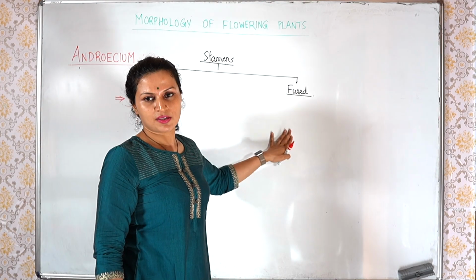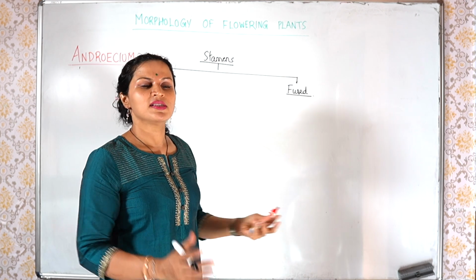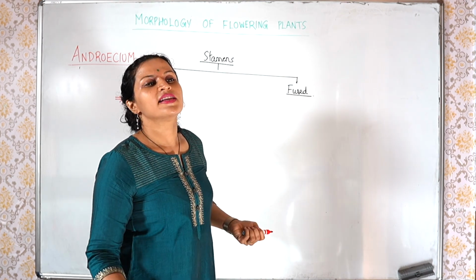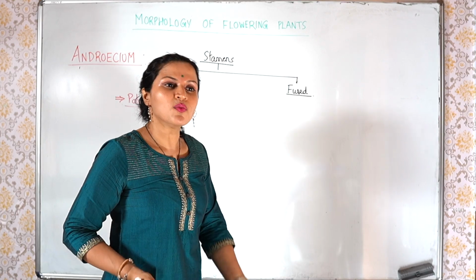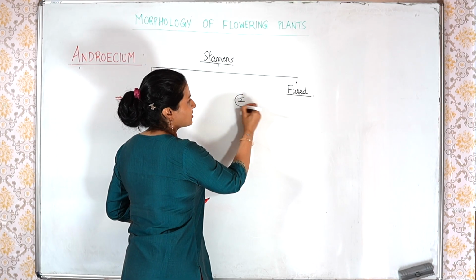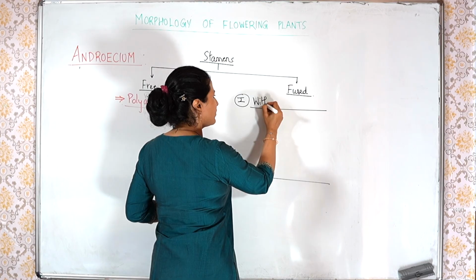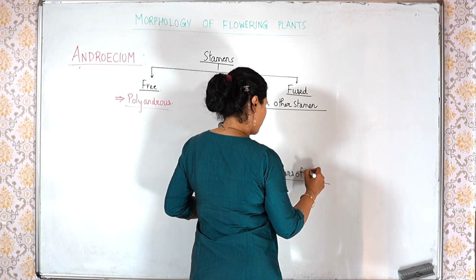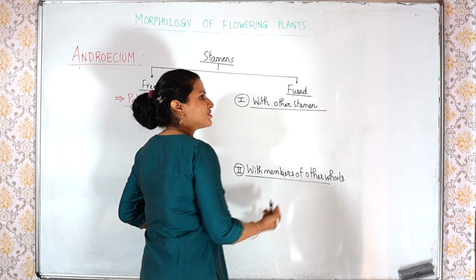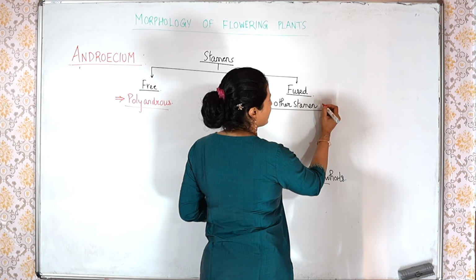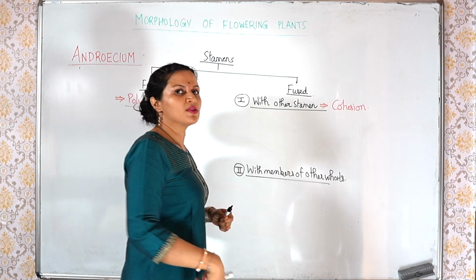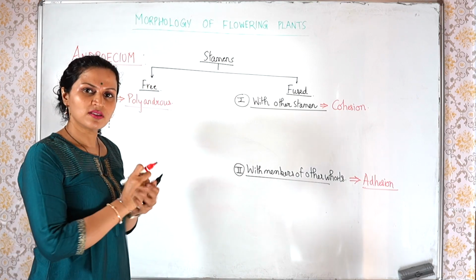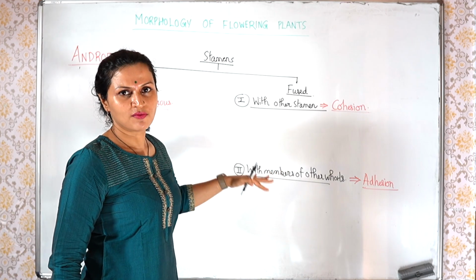Next, fused stamens. With fused stamens, the stamens can either be fused with other stamens within the flower, or else they can be fused with some other whorl of the flower. So there are two conditions associated with fused stamens: with other stamens, or they can be fused with members of other whorls. When stamens are fused with other stamen, that condition is known as cohesion, and when they are fused with members of the other whorls, that condition is called as adhesion. So we have cohesion and we have adhesion. Let us look at each one of them one by one.